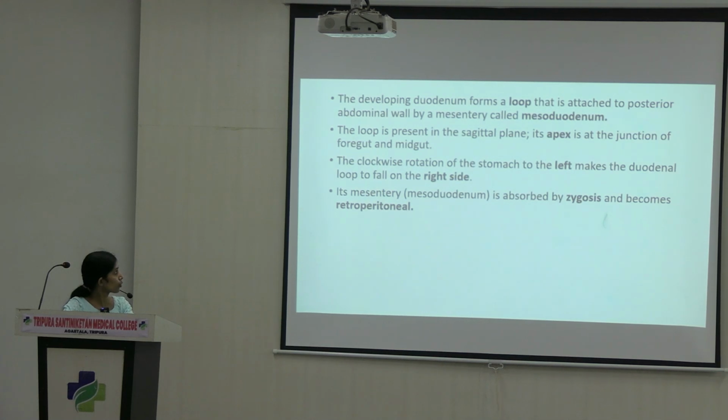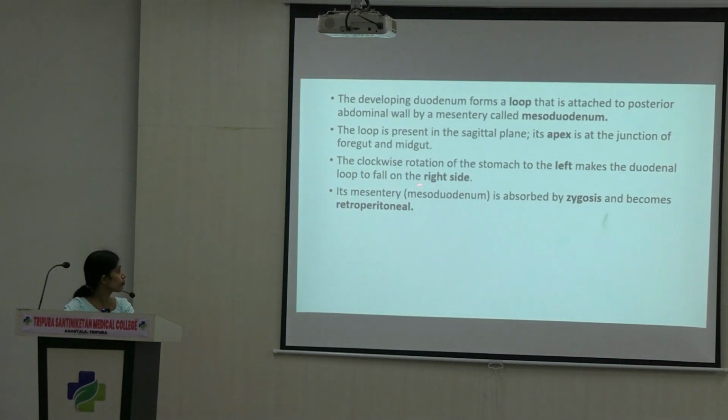The developing duodenum forms a loop that is attached to the posterior abdominal wall by a mesentery called mesoduodenum. The loop is present in the sagittal plane. Its apex is at the junction of the foregut and midgut. The clockwise rotation of the stomach to the left makes the duodenal loop fall on the right side. Its mesentery, that is mesoduodenum, is absorbed by a process called zygosis and becomes retroperitoneal.